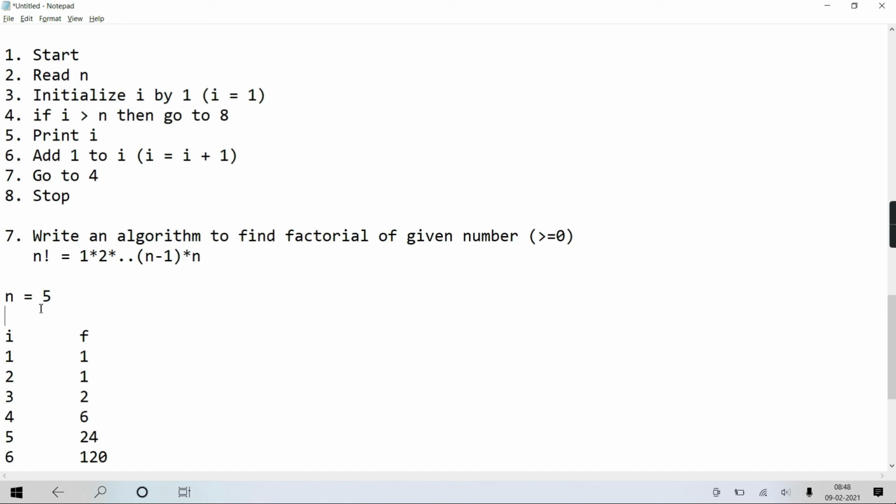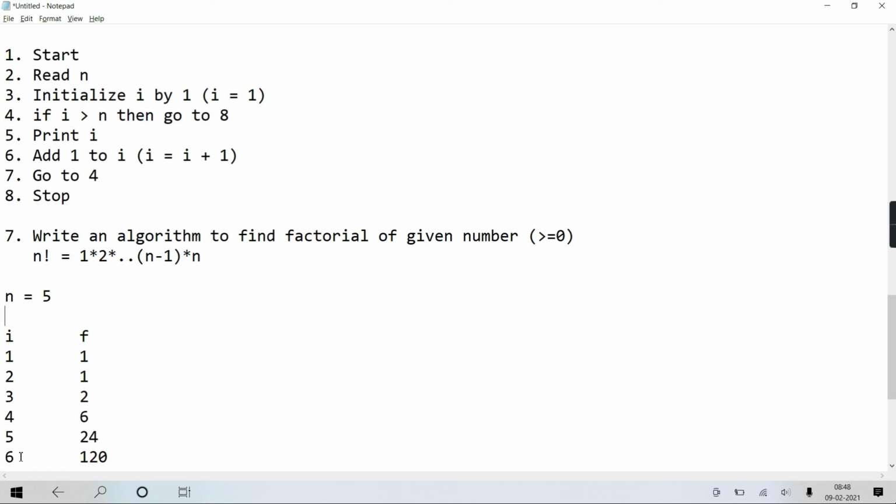So if you have got the idea of what is to be done, every time in f you are going to store the multiplication till that instance. Till that moment, how much multiplication answer we have got? Like 1 into 2, that answer. 2 into 3, 6. 6 into 4, 24. 24 into 5, 120. So till that instance, whatever answer we have got, that will be kept in f.